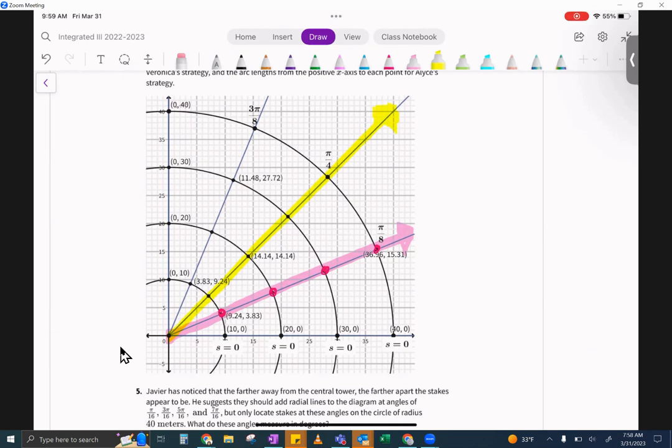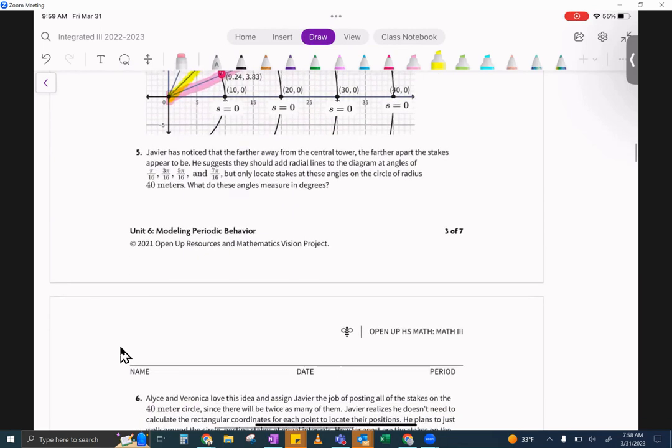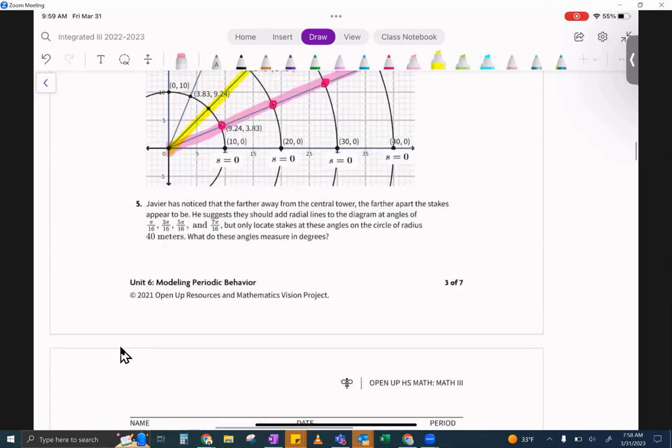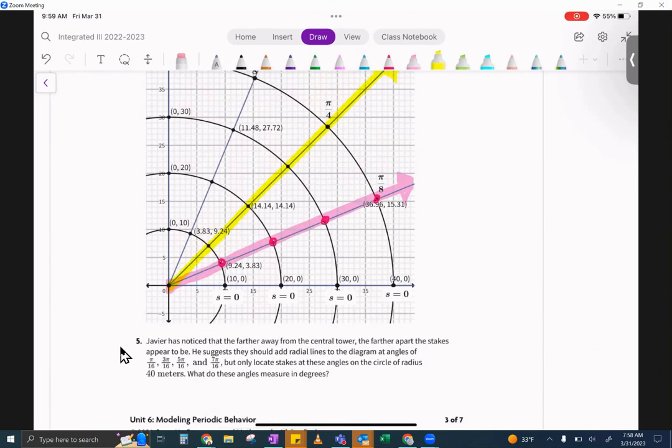Okay. So next, Javier has noticed that the farther away from the central tower, the farther apart the stakes appear to be. So pick any point you want, pick this one right here. He says the farther apart the stakes seem to be on that circle. So he's saying, hey, that looks further than if you were to go from here to here, right? And he's right, it looks right.